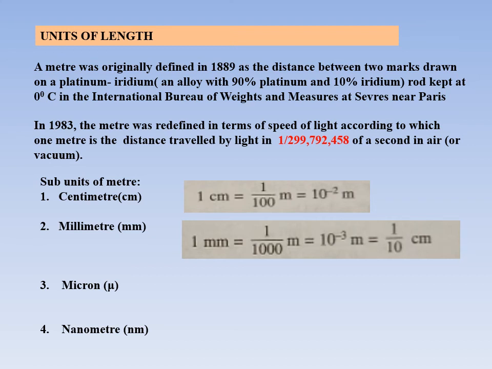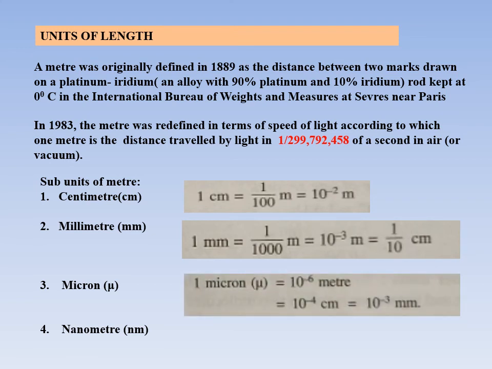1 micron or mu is equal to 10 to the power of minus 6 meter, which is equal to 10 to the power of minus 4 centimeters, which equals 10 to the power of minus 3 mm. Nanometer. 1 nanometer is equal to 10 to the power of minus 9 m.